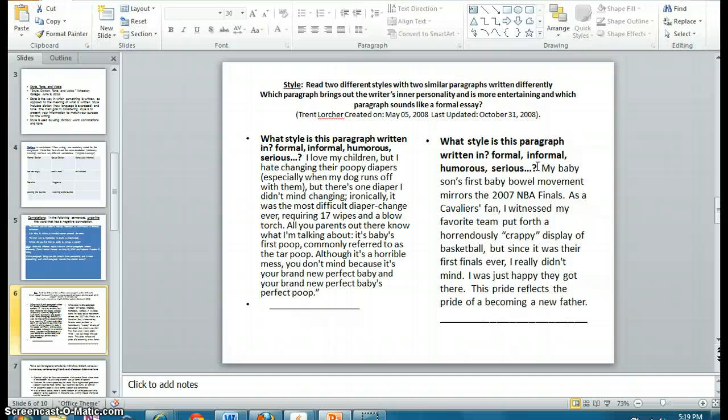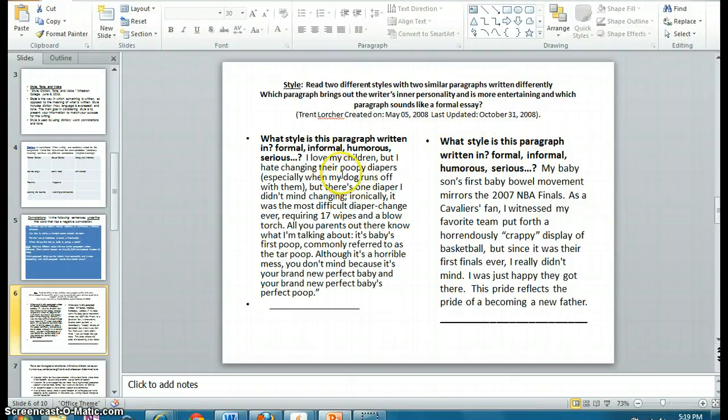So take a second. Again, this is page 2 of your packet. Read along and tell me what the tone is, not the mood. Tone is how the narrator or writer is approaching it, not how you are approaching it. Tone is, and look at their word choice. Look at the words they're choosing.